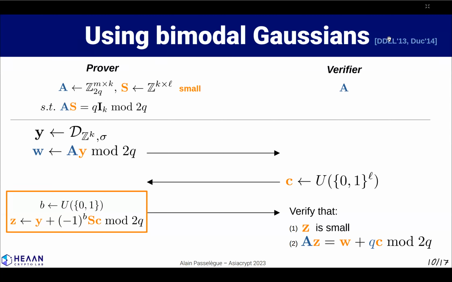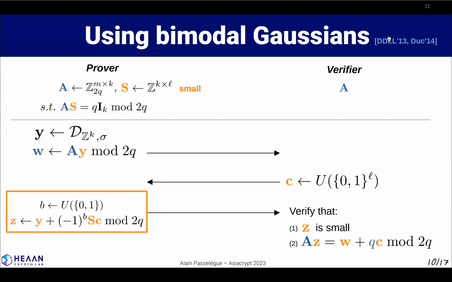And the particularity of this scheme is that, because of the new key gen, you can provide two different responses as the last message. So you can either send for Z Y plus SC or Y minus SC. The thing is that it doesn't change anything. Both responses satisfy verification. I'm going to explain that later.